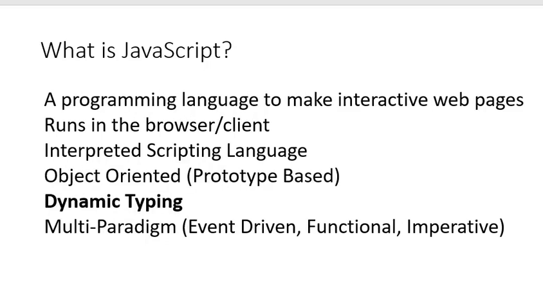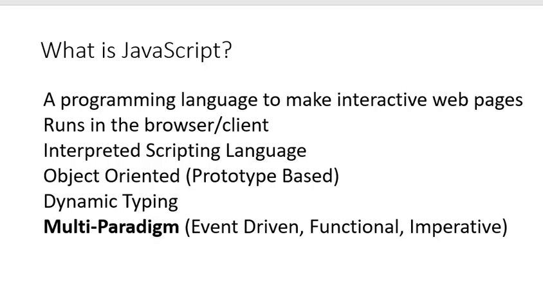JavaScript data types are dynamic, and type verification and type safety are checked at runtime. So there is no type safety. Therefore, it can be difficult to maintain. JavaScript is a multi-paradigm programming language. It offers event-driven, functional, and imperative programming styles.